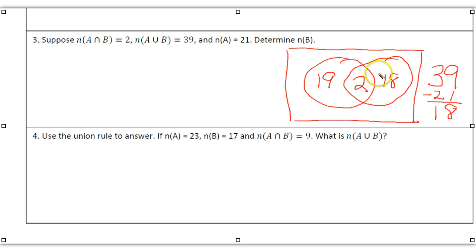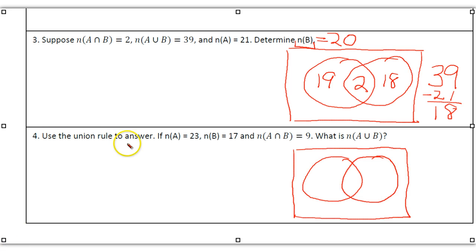But they're not asking what 18 is out here. They're asking what is B. So B is a combination of 2 and 18. So B will equal 20. It's a little tricky. You might say when you found this, that was B. Well, this is not B. B is 2 and 18. Little twist.